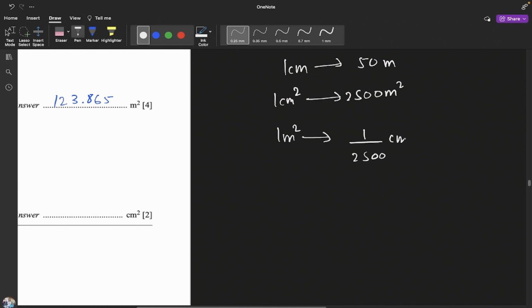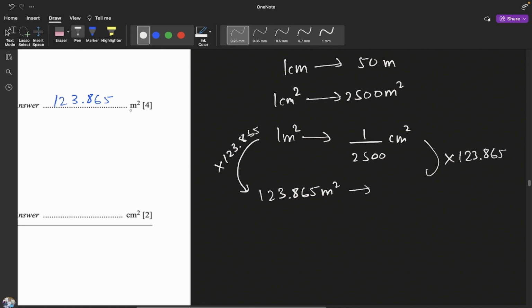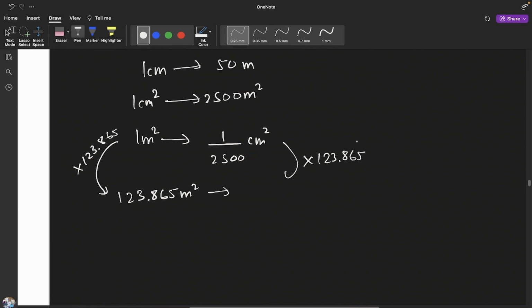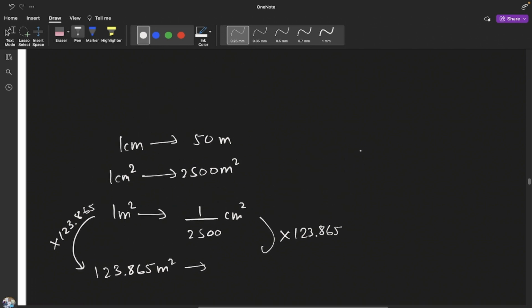So I can say 1 meter square is equivalent to 1/2500 centimeter square. But I don't want 1 meter, I want 123.865 meter square. So to get this, I have multiplied by 123.865. So here also we have to multiply by 123.865. But hold on, here it is in meters. If I take it in meters, there is a clash of units. I need to convert this into centimeters first. We already know 1 meter is equivalent to 100 centimeters.